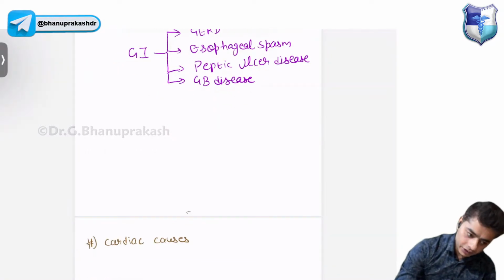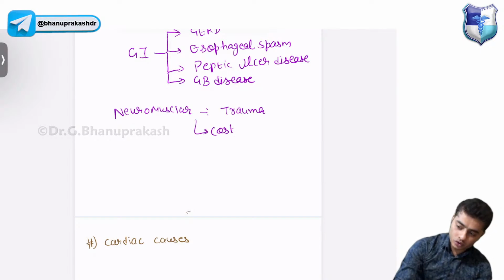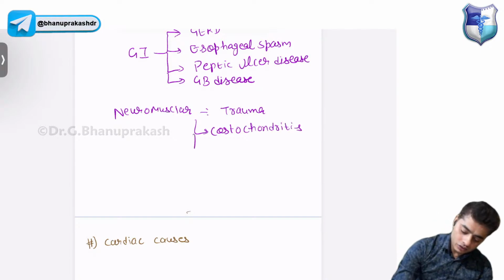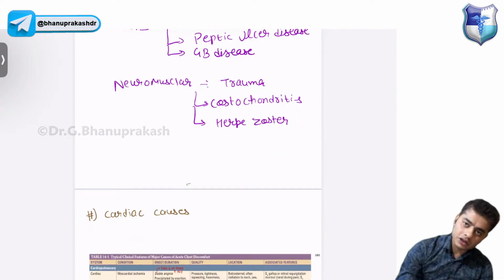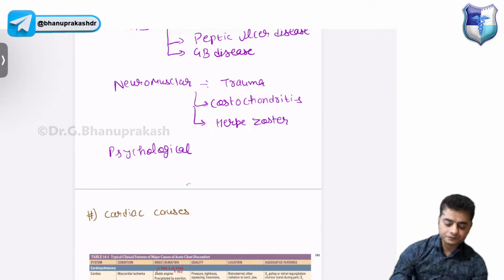After GI, we will come to neuromuscular. In neuromuscular, it is trauma, then it is costochondritis. And also herpes zoster. And last but not the least is your psychological causes like anxiety and depression.